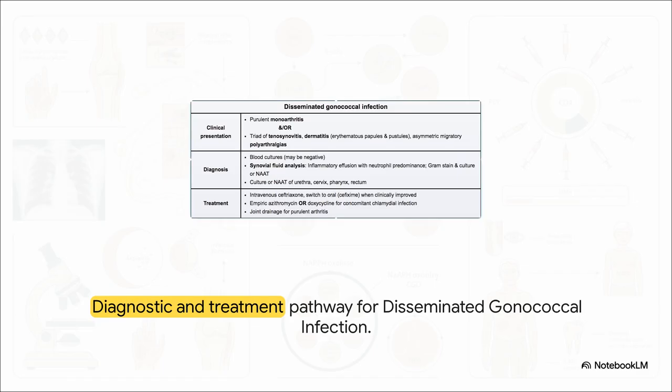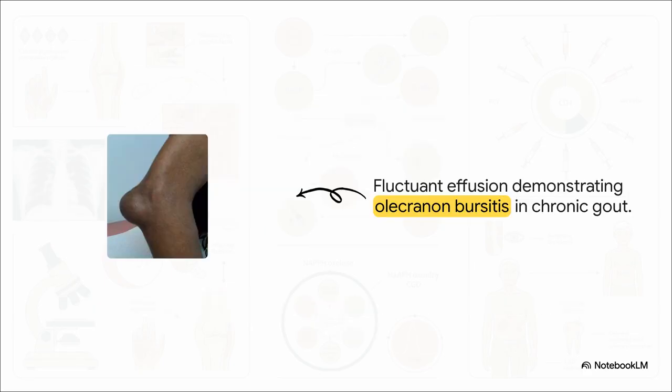For treatment, you start them right away on intravenous ceftriaxone. You only switch them to oral cefixime once you clearly document clinical improvement. And don't forget to empirically treat for a concomitant chlamydial infection using azithromycin or doxycycline. On the flip side, acute crystalline arthritis can present with severe erythema and swelling in a single joint, or even as a large, fluctuant chronic effusion over a superficial bursa, like olecranon bursitis.